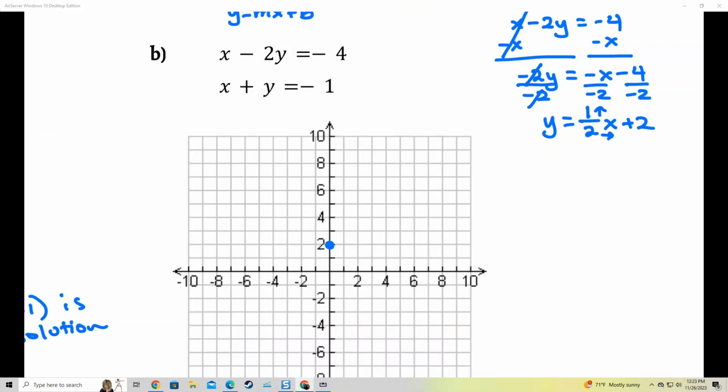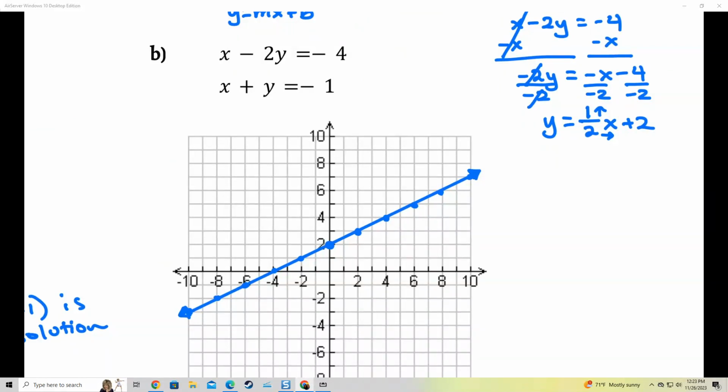So from here, I'm going to go up 1, right 2, put a dot. Up 1, right 2, put a dot. Up 1, right 2, all the way through. And in the opposite direction, down 1, left 2, put a dot. Down 1, left 2, put a dot. Down 1, left 2, all the way through. That takes care of the first graph.